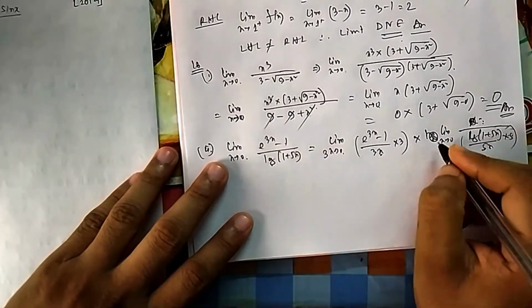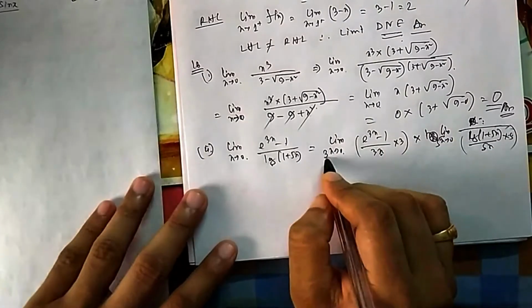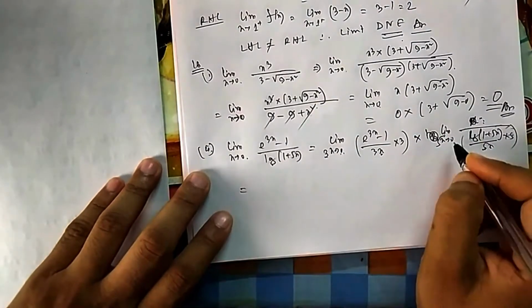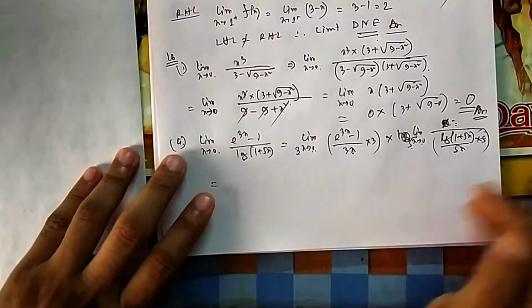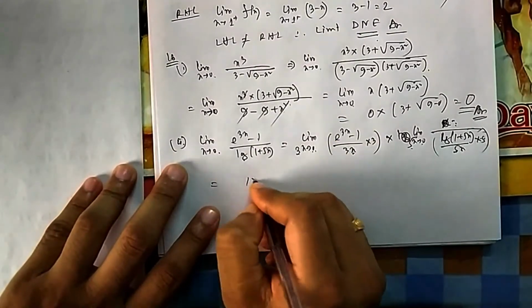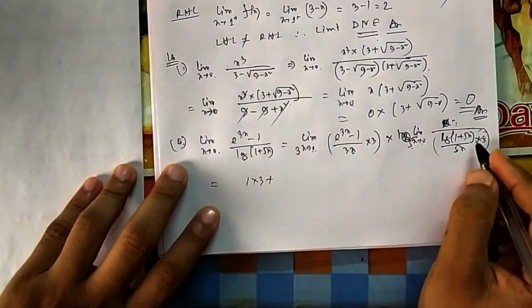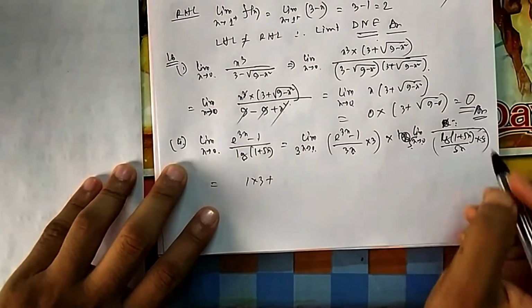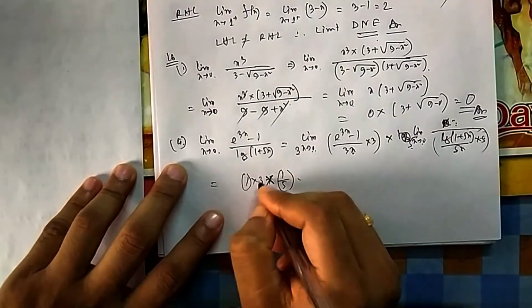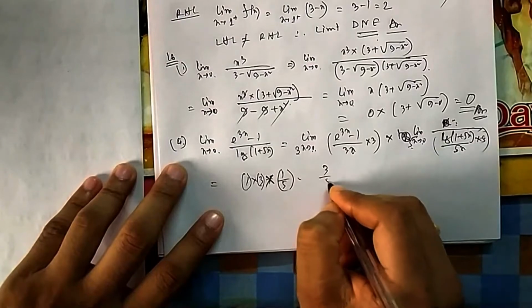So you can write 3x and 5x with one more line, because if x goes to 0 then 3x goes to 0, and if x goes to 0 then 5x also goes to 0. So this one will become 1 into 3 plus this one is 1, so it is 1 by 5. So it is 1 into 3 into 1 by 5, so 3 by 5 is your answer.